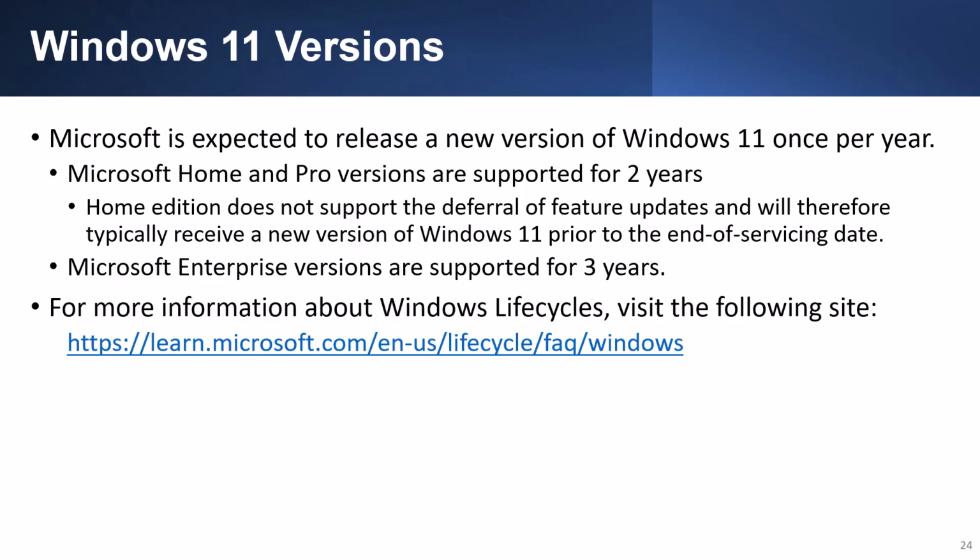Microsoft is expected to release a new version of Windows 11 once per year. Microsoft Home and Pro versions are supported for 2 years, and Home Edition does not support the deferral of feature updates, and will therefore typically receive a new version of Windows 11 prior to the end of servicing date. Microsoft Enterprise versions are supported for 3 years.